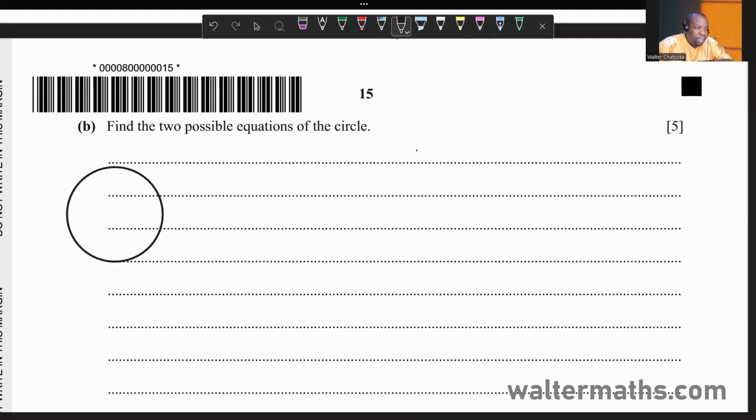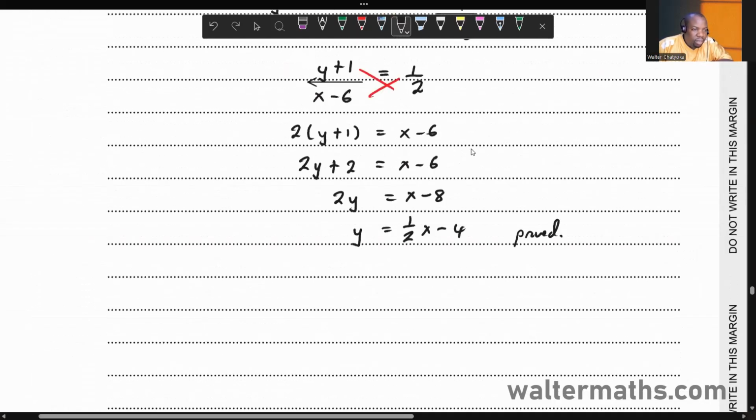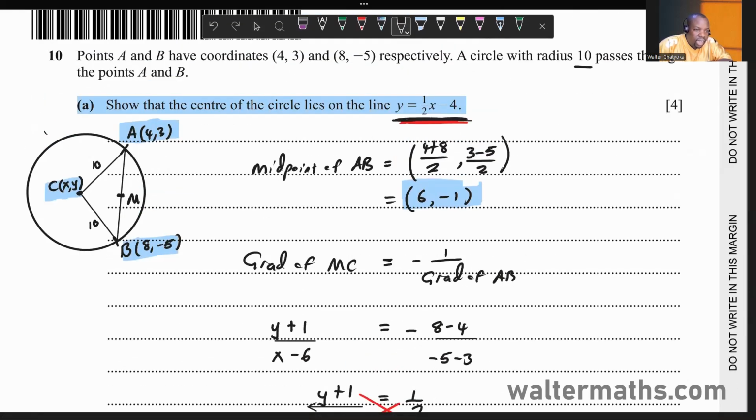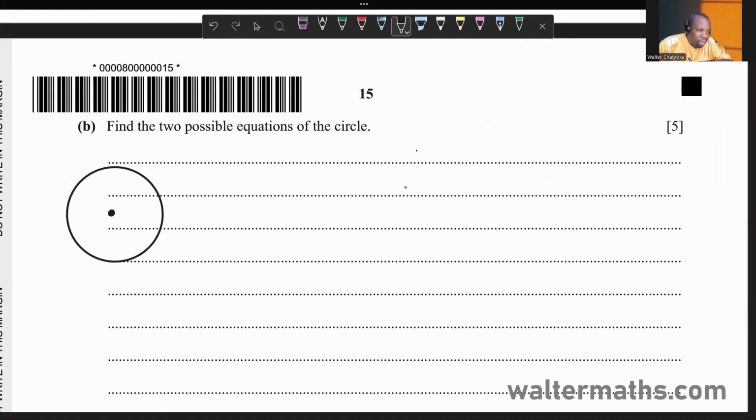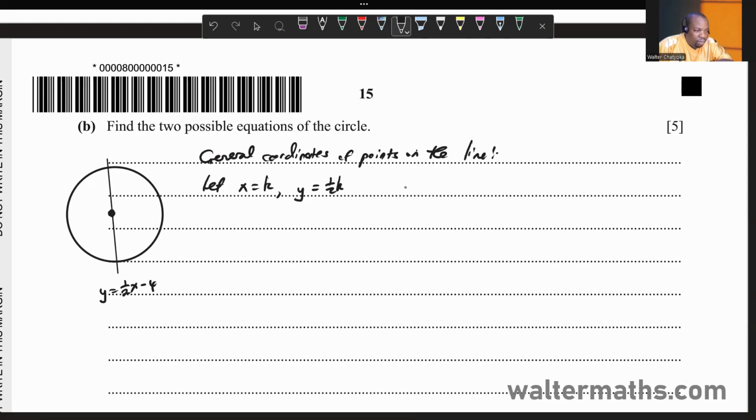Okay, we have the circle, and we have been told on part A that the circle lies on the line y is equal to half x minus 4. All right. So that means that since the center of the circle lies on the line y is equal to half x minus 4, we can actually find the general coordinates of the point of the center. Okay, so the general coordinates of points on the line, for that I'll say let x be equal to k, which means that y will be half k minus 4. Substitute that into this, all right? Which therefore means that they are k and half k minus 4.